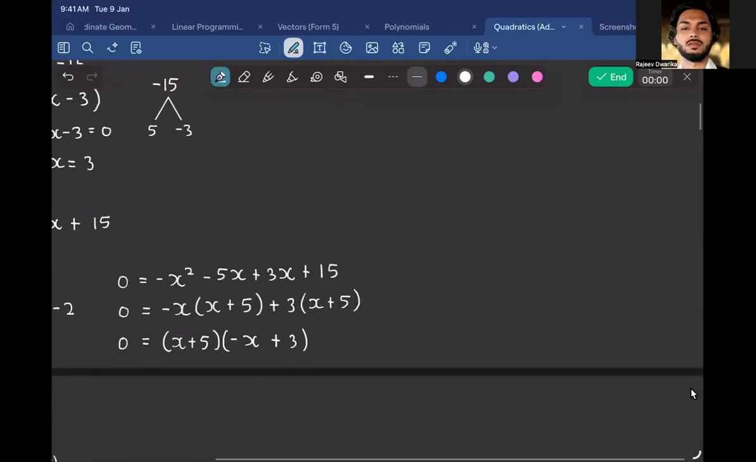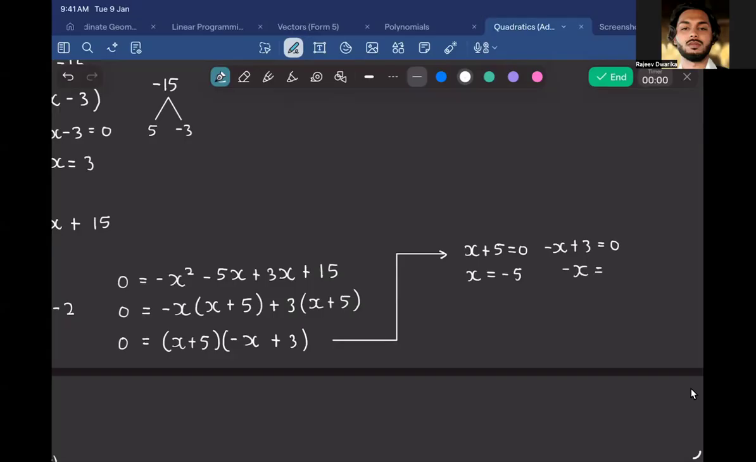Right? So from here, all you're going to do is this. As you can see, there are so many different ways you could work it out. Just pick whichever one you're comfortable with, to be honest. Obviously you would say x plus 5 is equal to 0, and minus x plus 3 is equal to 0. So x would be equal to negative 5. You would say negative x is equal to negative 3. You would divide both sides by minus 1, and you're going to end up with x is equal to 3.